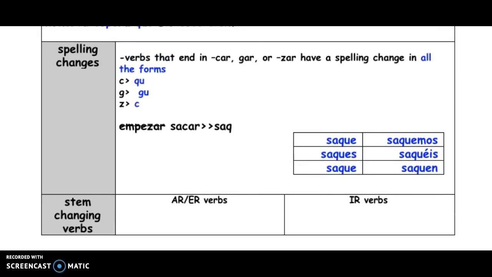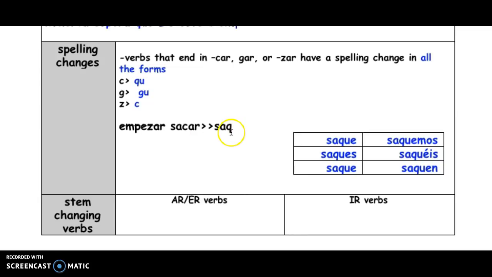There's a group of verbs that have a spelling change, and these verbs had a spelling change already in the preterite tense when you said what people did in the past. So what's going to happen is verbs that end in car, gar or zar, they have a spelling change in all the forms. Before it was just the yo form. So the C will change to QU, the G will change to GU, and the Z to C. Cross out your example that I have written in of empezar and use instead sacar, to take, as in to take something out.